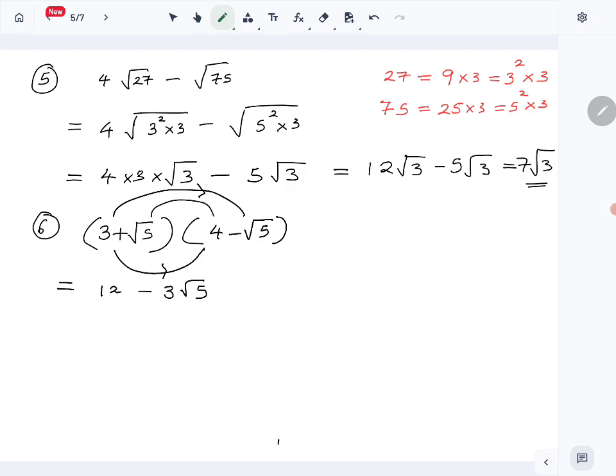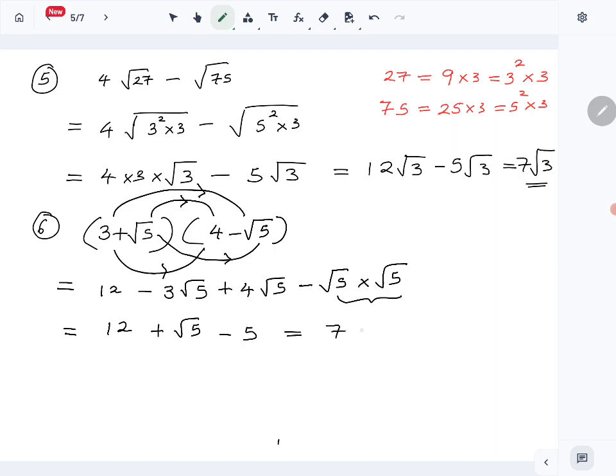Then we are going to do these two. Square root 5 times 4. So that is going to be 4 square root 5. And the last two, square root 5 times minus square root 5. So it will become minus square root 5 times square root 5. So now simplify. 12 plus square root 5. What happens here? Square root and square root cancel and you get what? Minus 5. So answer is what? 7 plus square root 5. Right.